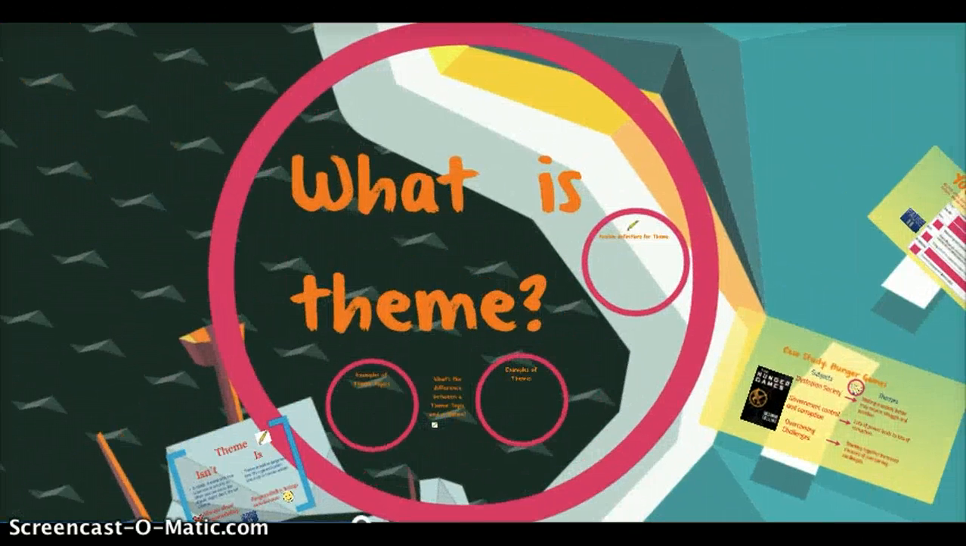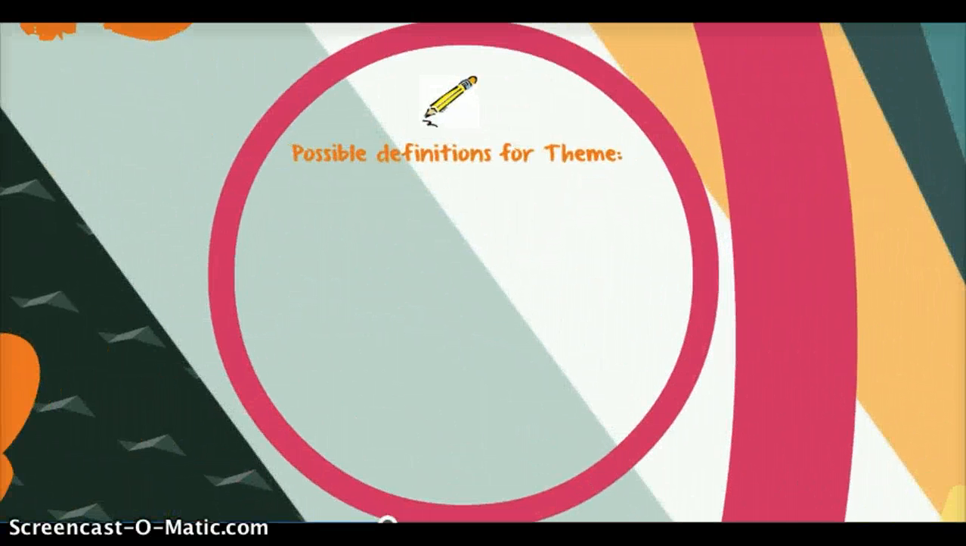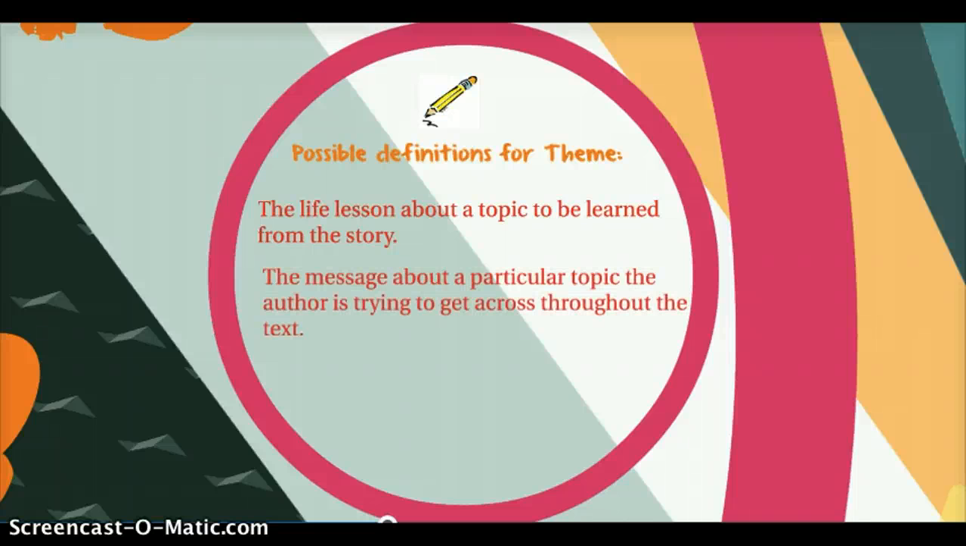Alright, so let's look at first of all what theme is. Here are some possible definitions for theme. You'll need to pick one that works best for you. It could be defined as the life lesson about a topic to be learned from the story, the message about a particular topic that the author is trying to get across throughout the text, or the truth about a life topic revealed in the story. Essentially, you take a big idea like loyalty or family, and you use the story to say something about that idea.